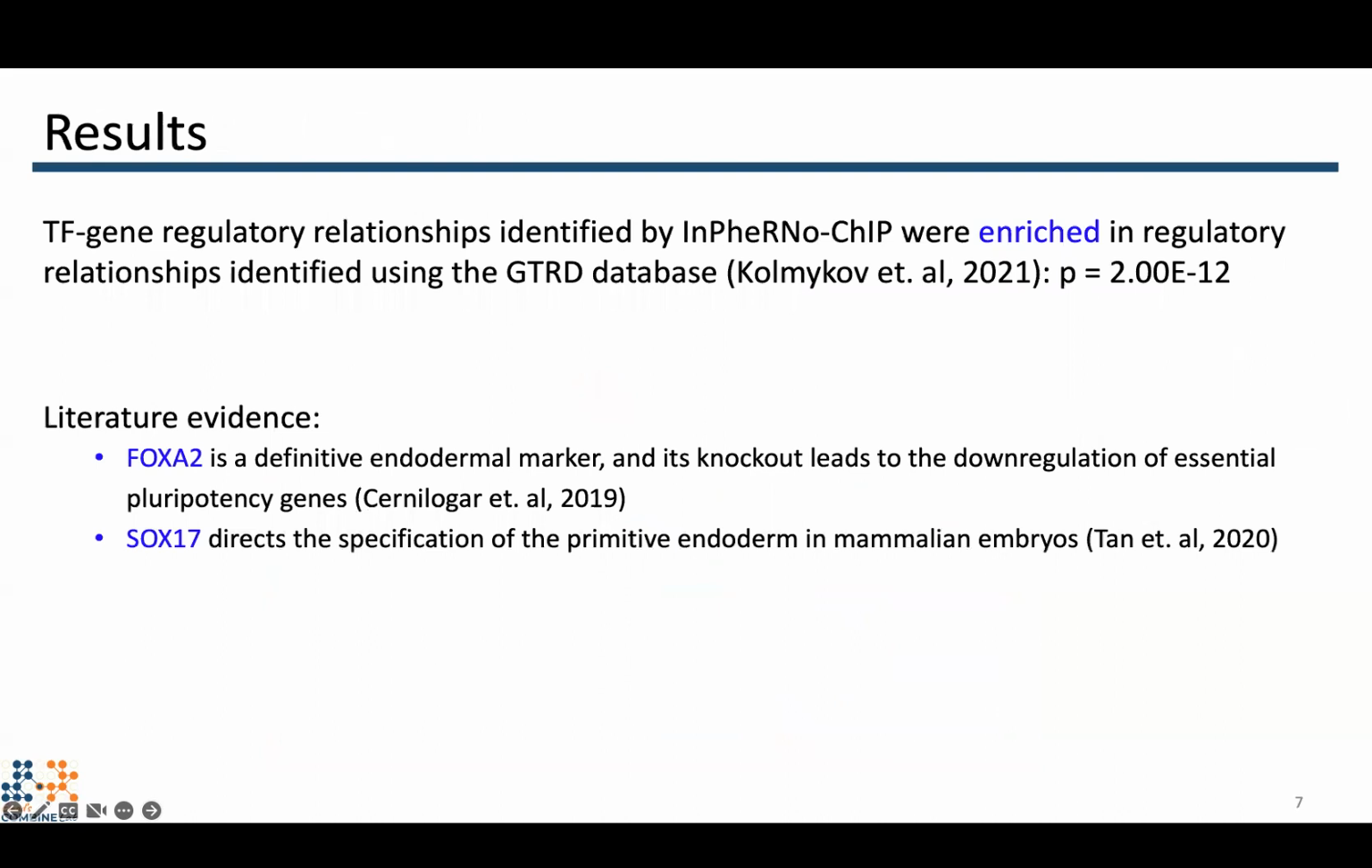As the first evaluation, we compare the TF-gene edges identified by our algorithm with the GTRD database that provides an aggregated TRN based on the integration of many different studies. While this aggregated TRN is not phenotype relevant, we expect to see an enrichment with regards to the edges we have identified, which we observe with a p-value of 2 to the power of -12.